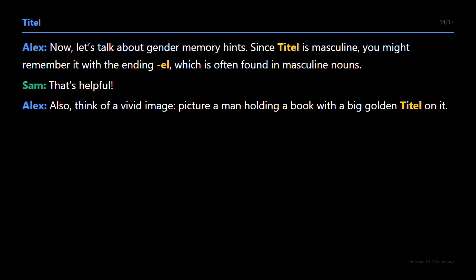Now, let's talk about gender memory hints. Since Titel is masculine, you might remember it with the ending, which is often found in masculine nouns. That's helpful. Also, think of a vivid image. Picture a man holding a book with a big golden Titel on it.